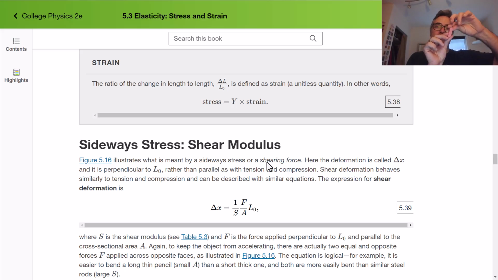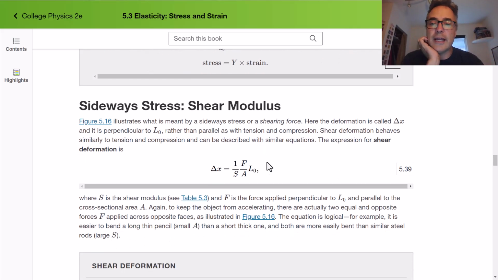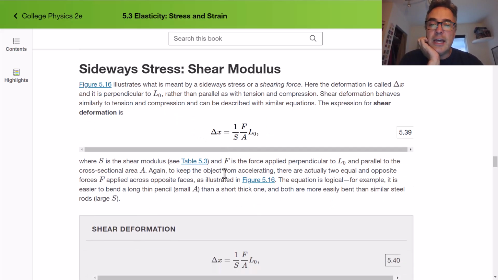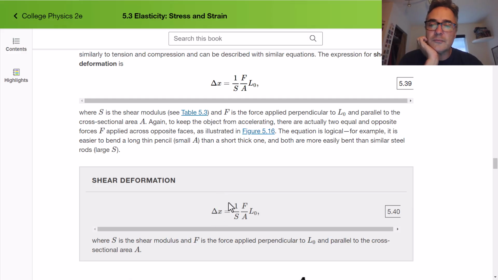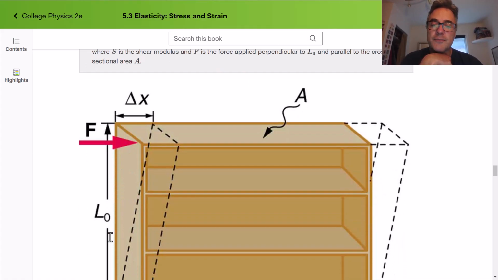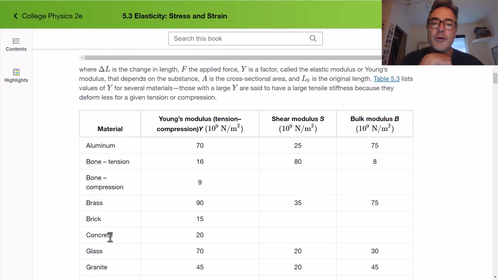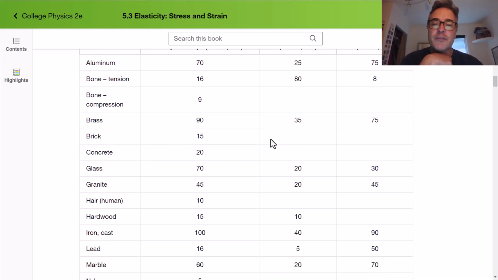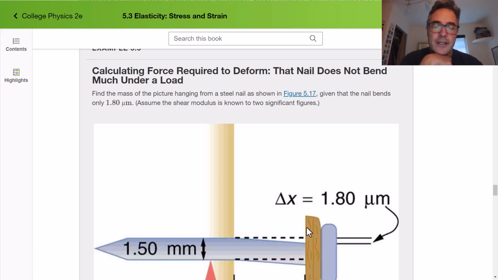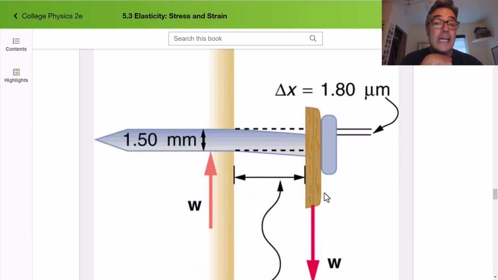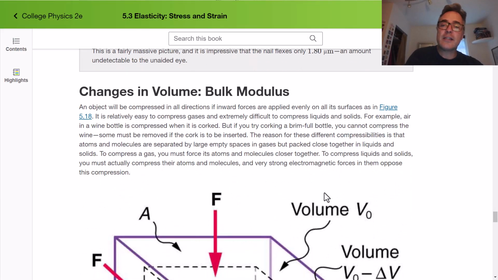Now it's also possible to stress something sideways, or perpendicular to its length, and that's called a shearing force. So there's shear stress. The shear deformation equation is that the sideways distance delta x is 1 over S times the stress times the length. S here is called the shear modulus. If you go back up to table 5.3, you'll see shear modulus for different materials as well. So for example, you can find how much a nail might bend if a weight was hanging off of it.